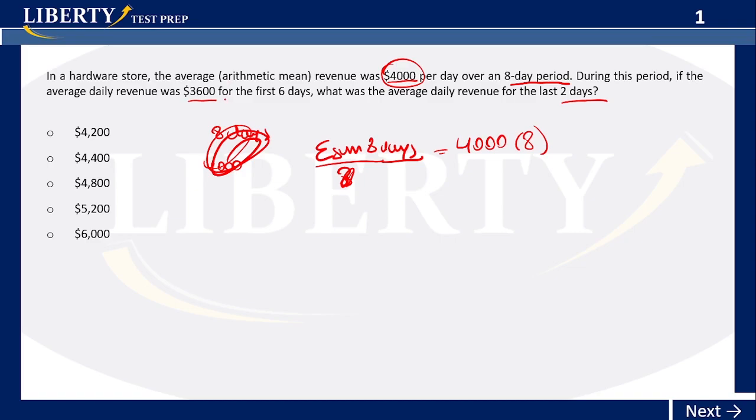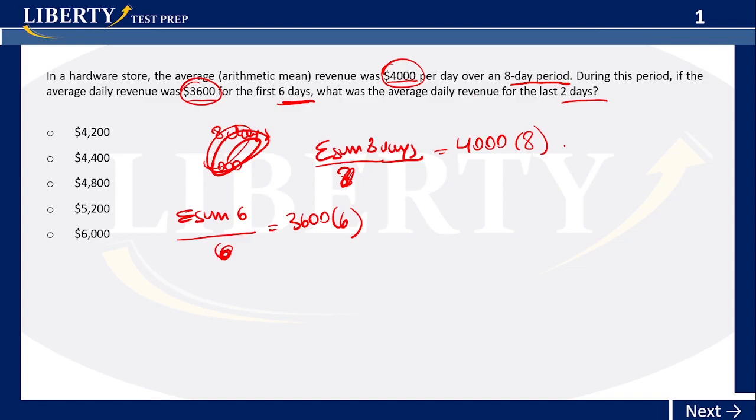During the period, the average daily revenue was 3,600 for the first 6 days. So for the first 6 days, you have the sum of 6 days divided by 6 is equal to 3,600. That's the same thing as saying the sum of the first 6 days is 3,600 times 6. What is the average daily revenue for the last 2 days?